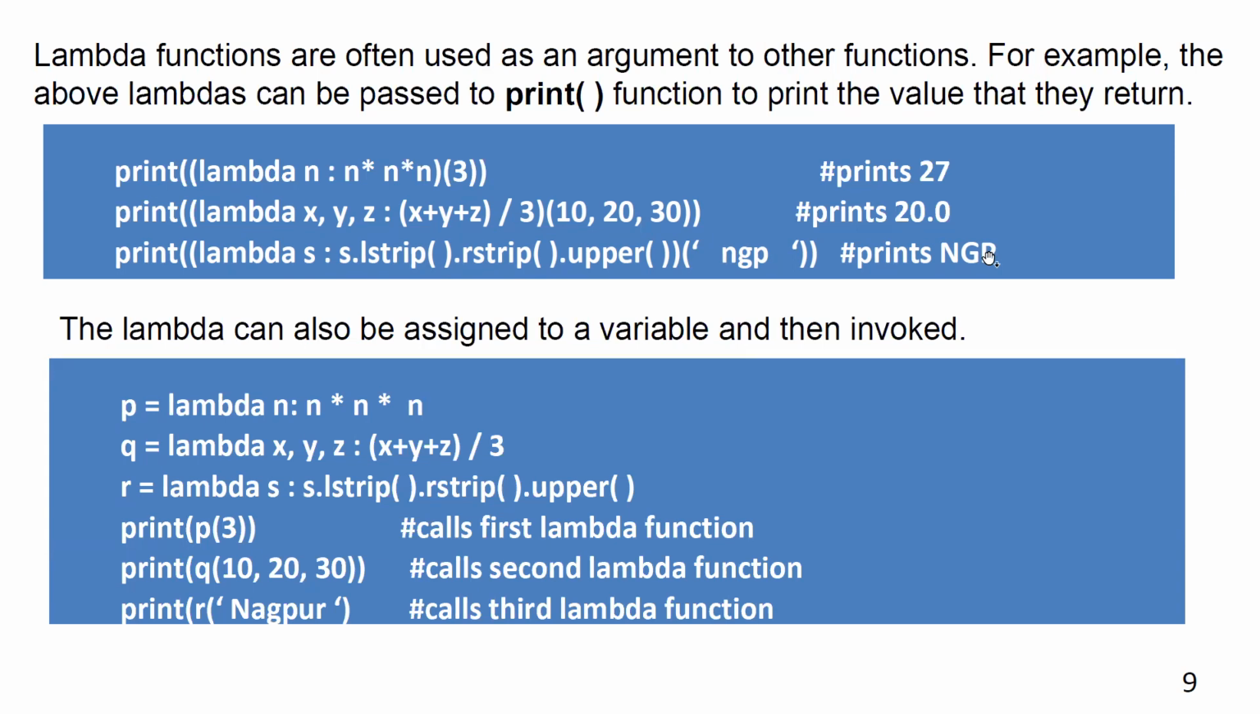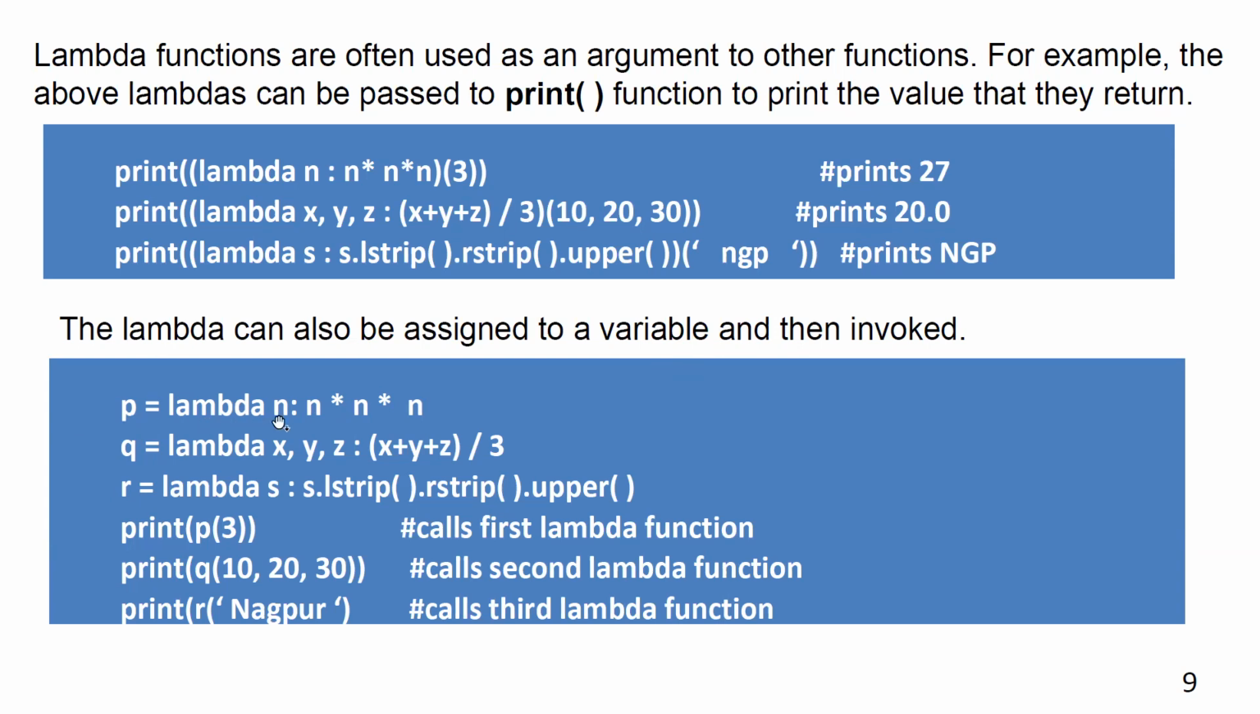So this is one way, and the second way is that the lambda can also be assigned to a variable and then invoked. In the previous example, we gave the lambda function as an argument to the print function. In the same way, we can assign it to a variable, then we can invoke it.